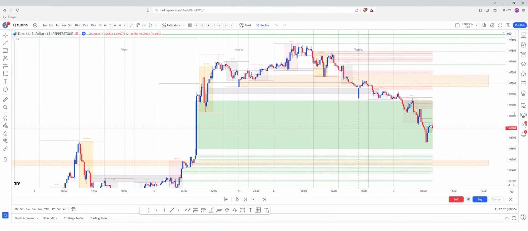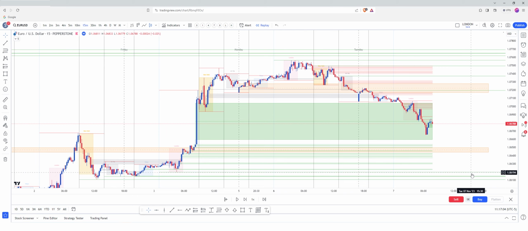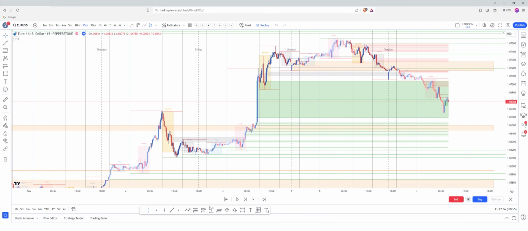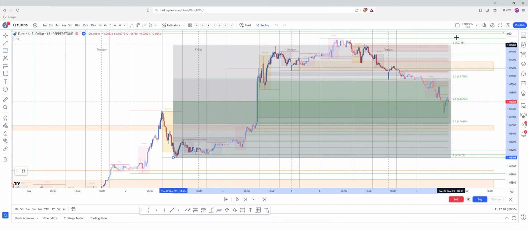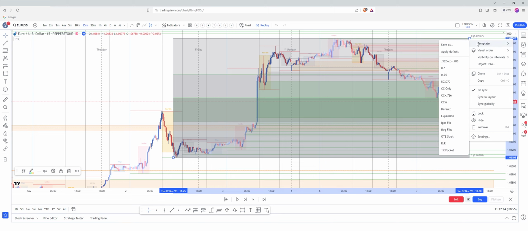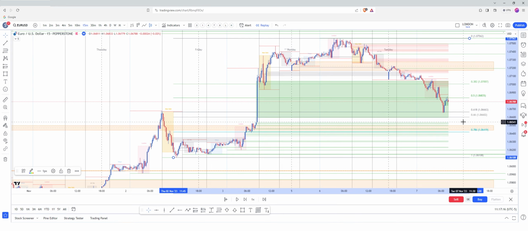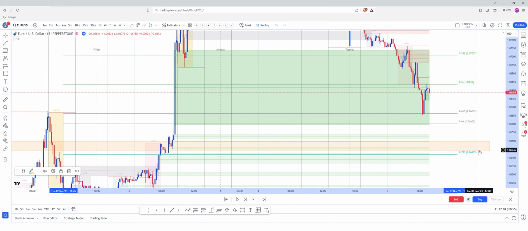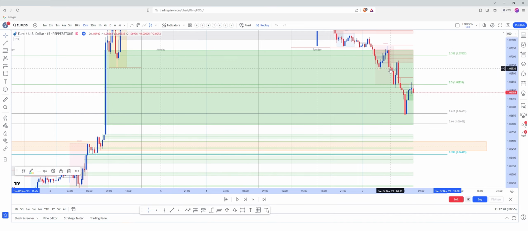We're starting our analysis off on the 15-minute time frame. We're going to take our fib from the low, put it on this swing low here, up to the current high of the week. And what we're looking for is discount for any potential longs.